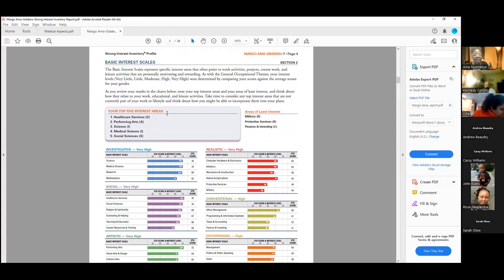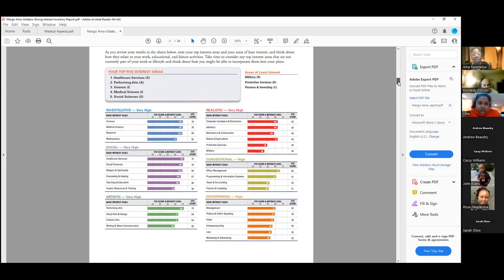And so you're going to have your five interest areas. For me: health, performing arts, sciences, medical, and social. So within that, this is your top, but when you look here, you're going to identify how they determine this. They look at the highest number that you chose. My highest number within all of this is in healthcare services. Although it's not technically my strongest one, it comes second, but it's in healthcare services. So that's how they determine the ranking, based upon your overall number with the total population.